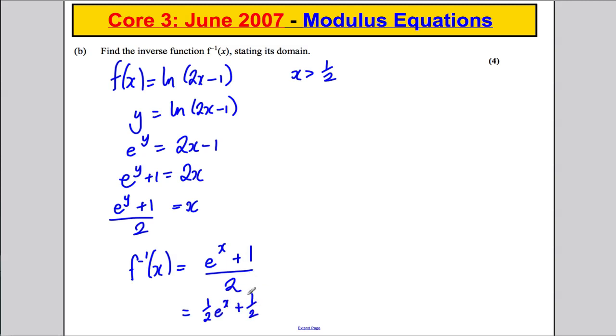Now what's the domain here? What is the domain of this function here? Well, any x value can go in here. e to the x works for any x value, so x is simply a member of the reals.